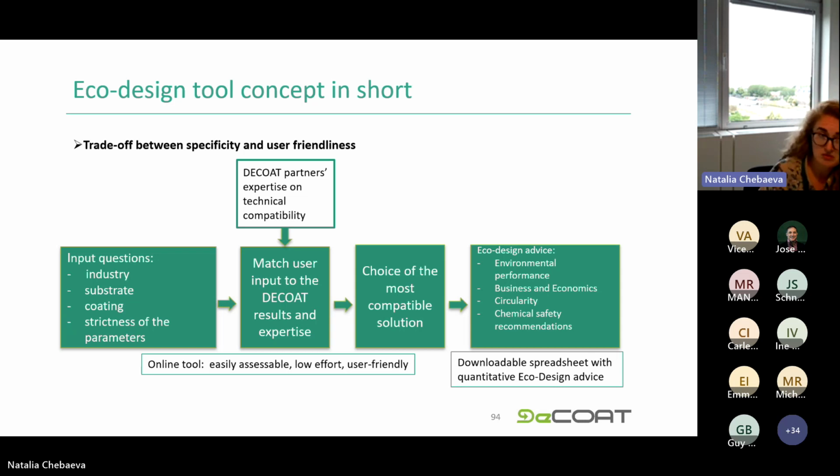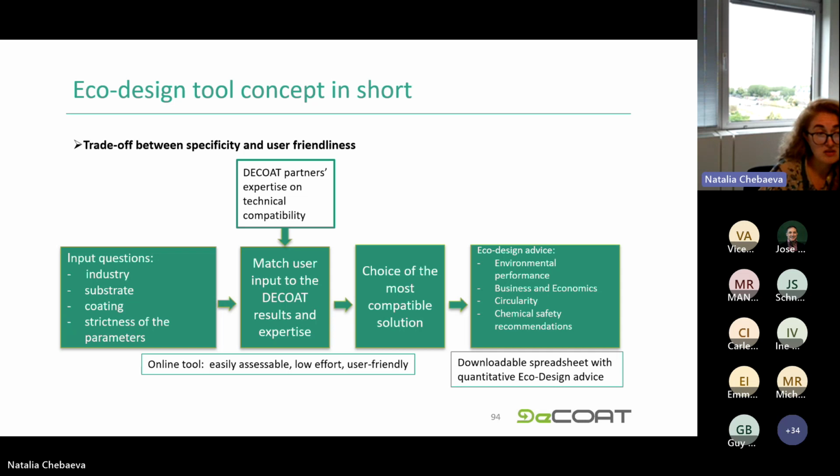And here we were talking only about the two solutions that were presented by Johannes and Vicent: the solvent-based recycling process and the interprimer, the triggerable primer. Then the tool would communicate to the user that this is the solution that we think is the most suitable for you, and then provide some additional information about the environmental performance, the economic performance, circularity, safety, and so on.